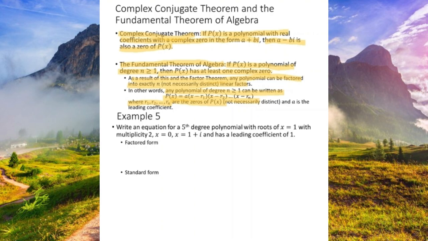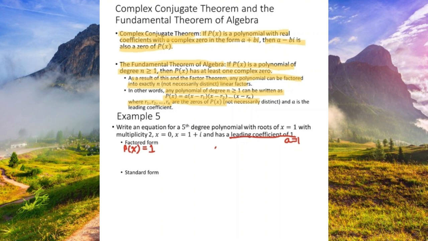Now for our next example, we're going to write the equation of a fifth degree polynomial with roots of x equals 1 with multiplicity 2, x equals 0, and x equals 1 plus i. And we're told this polynomial has a leading coefficient of 1. So to write our equation in factor form, we need to identify the leading coefficient and the roots of the polynomial. Now here, they tell us the leading coefficient is 1, so we know that a will be 1. So our p of x is going to equal 1 times a product of x minus our roots.